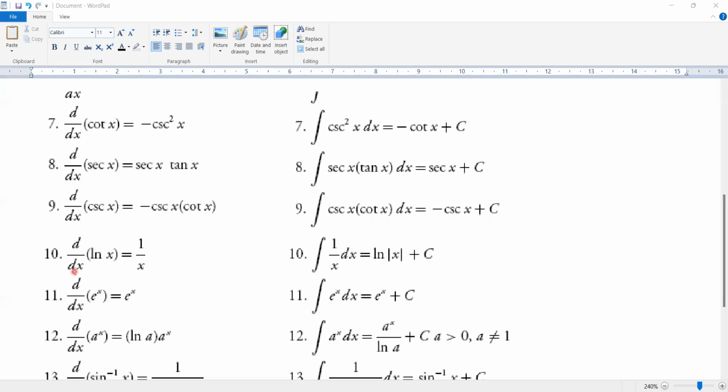Derivative of log of x with respect to x is 1 by x. Integration of 1 by x dx is log of x plus c.